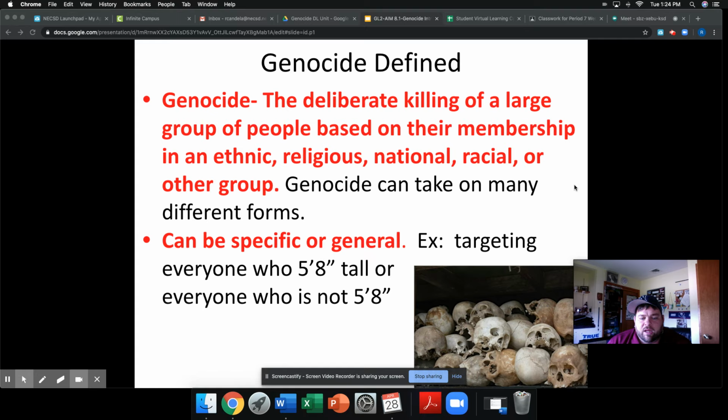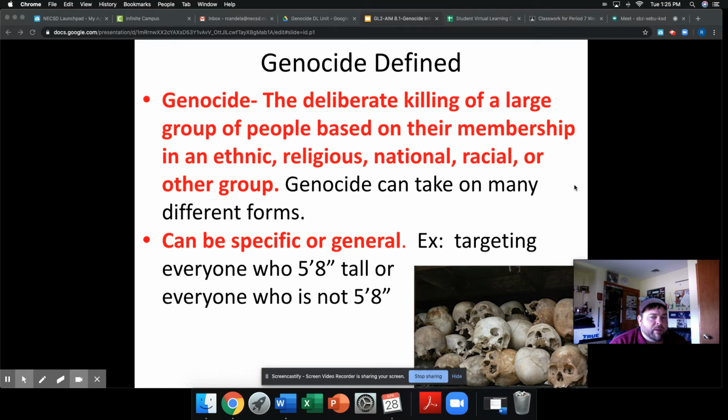And the example that I put here on the slide is, let's take into consideration for our hypothetical example everyone who is exactly 5 feet 8 inches tall. So a genocide may target everyone who is 5 foot 8 inches tall. And with regard to the whole population, that's probably only a small number of people compared to everyone. The other way you can look at it is, what if a genocide targeted everyone that was not 5 foot 8 inches tall? That is a significantly gigantic portion of the population.